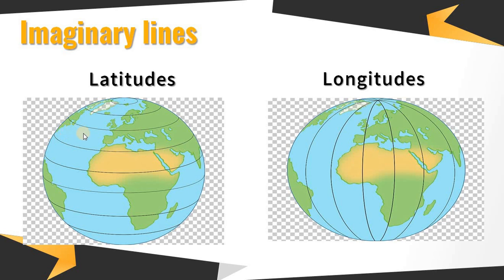As you can see, these lines are horizontal and these lines are vertical. So let's learn with one trick. Lady lines are latitudes, long lines are longitudes. It's a very simple trick, yes? Latitudes are lady lines, longitudes are long lines. It's just a trick, students, to remember latitude and longitude.